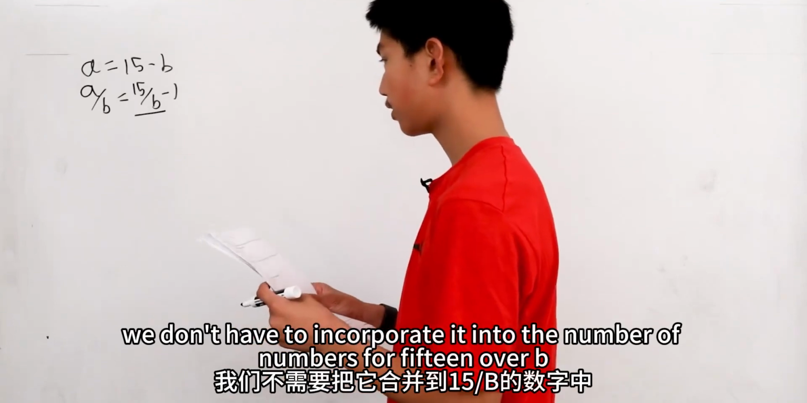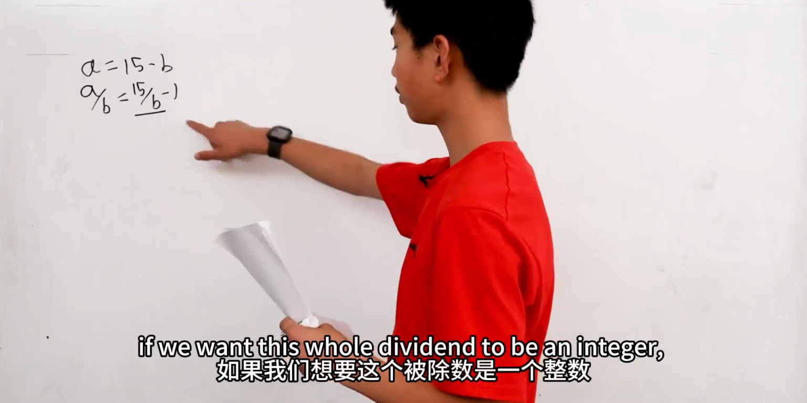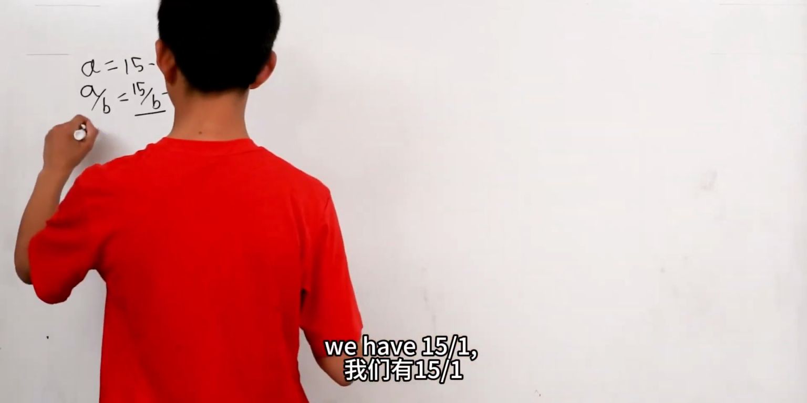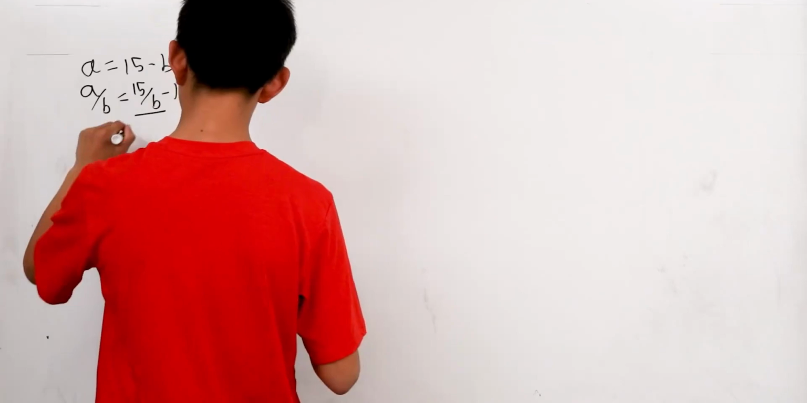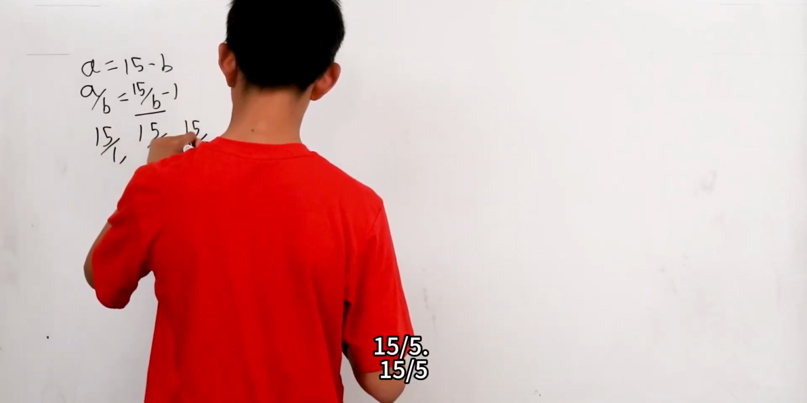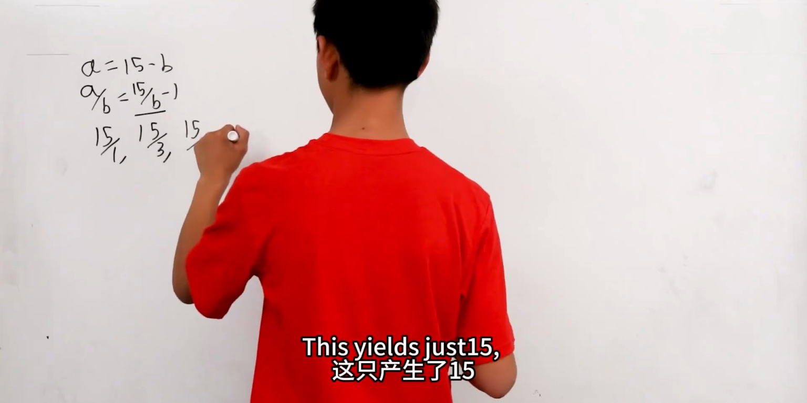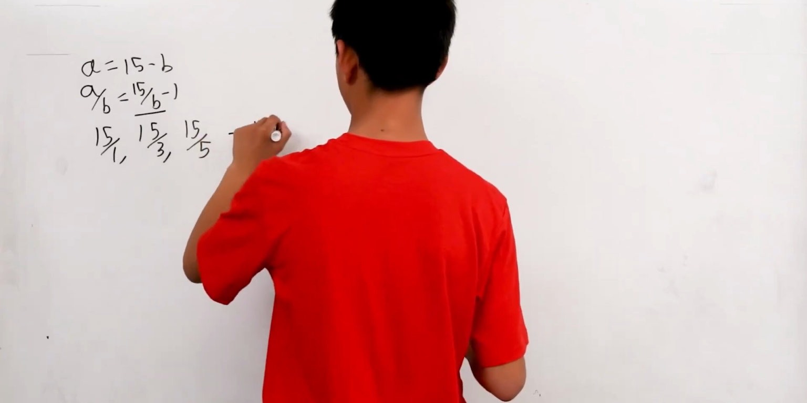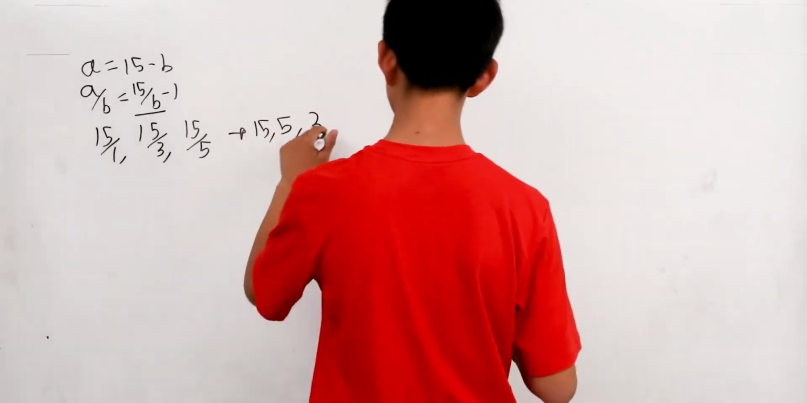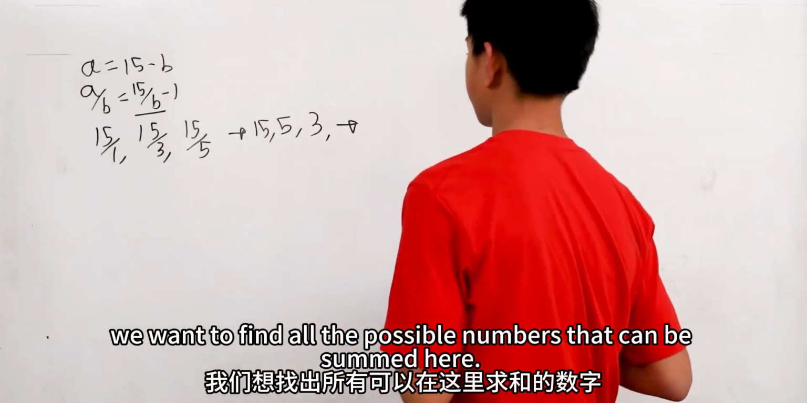So for 15 over b, if we want this whole dividend to be an integer, we have 15 over 1, 15 over 3, 15 over 5. This yields just 15, 5, and 3. So, we want to find all the possible numbers that can be summed here.